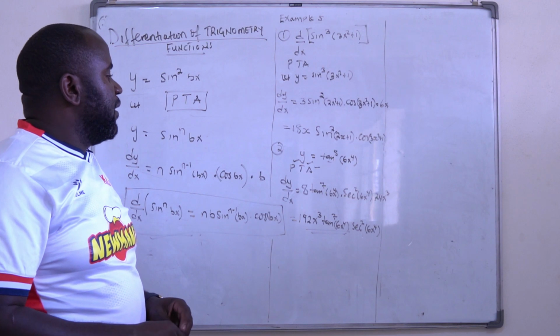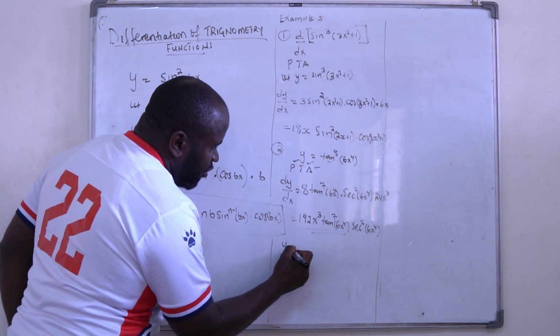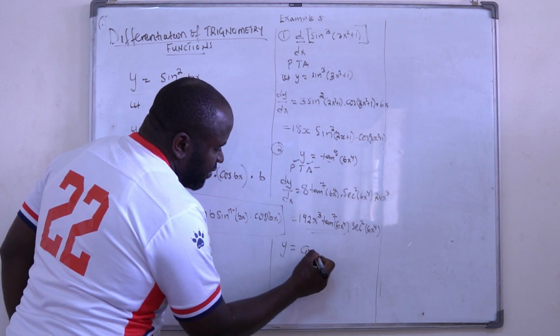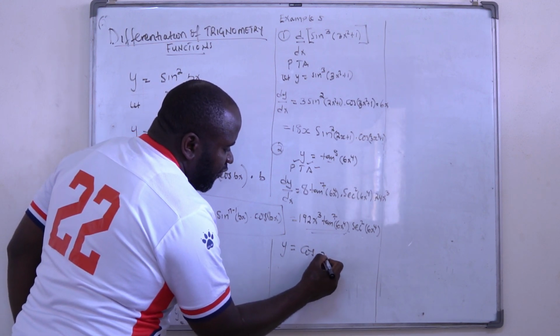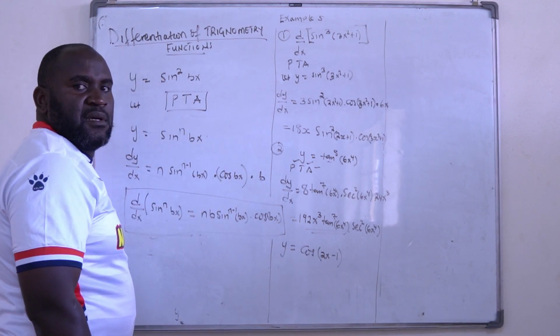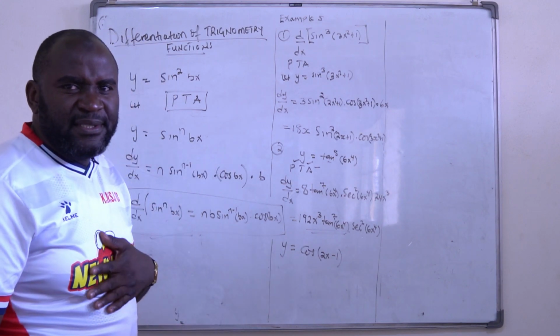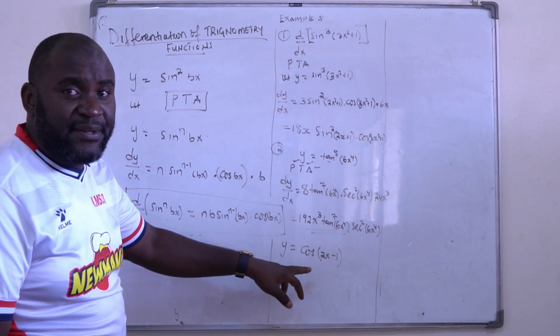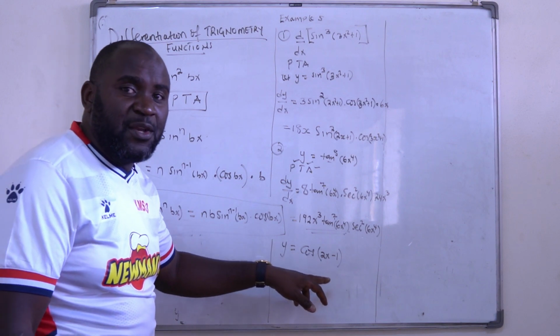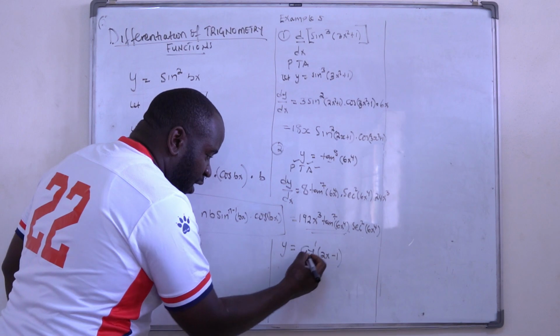Okay? Then other cases can also fall in this category. Y is equal to cos of 2x minus 1. One may say, is there a power? There is no power. Actually, there is a silent power 1. So we need to think along that line and think outside the box. There is a silent power 1.